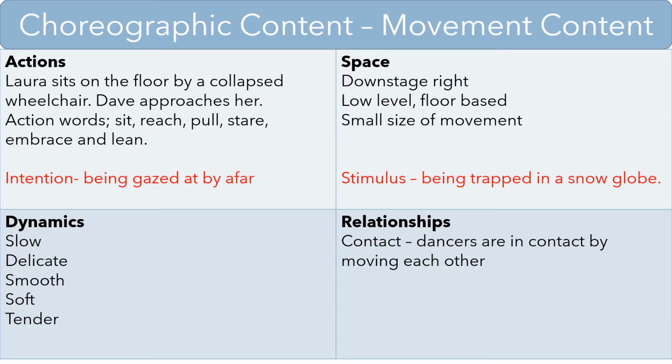Okay, movement content then: action, space, dynamics and relationships. Of course, I'd like you to watch the piece and come up with your own examples, but let's just go through some of the key moments. In terms of actions, we know that Laura is sitting on the floor by her collapsed wheelchair and Dave walks over and approaches her. Certain actions that happen are sitting, reaching, pulling, staring, embracing and leaning.